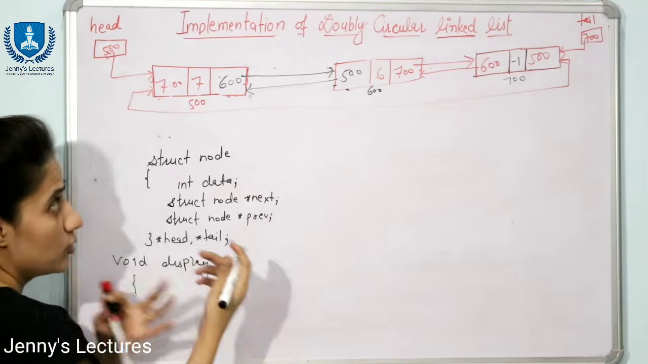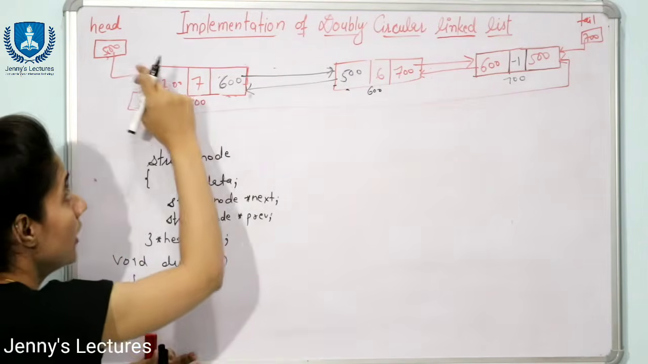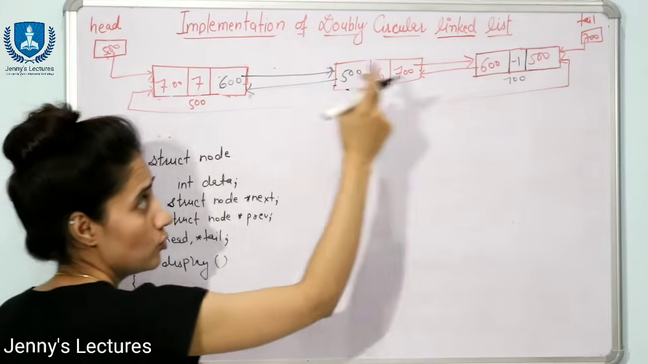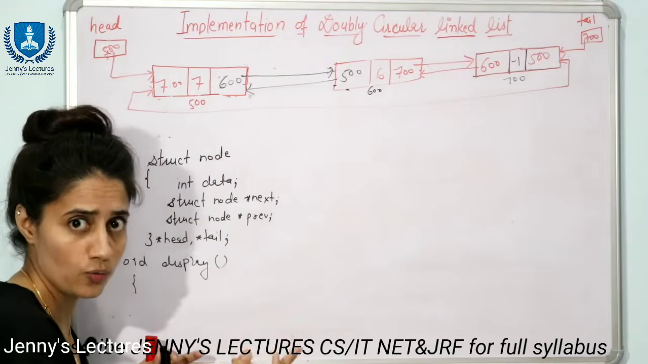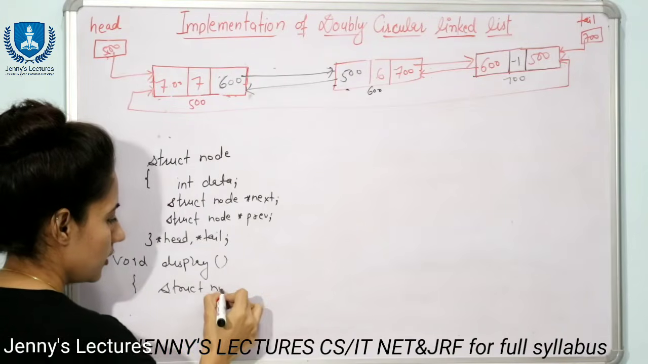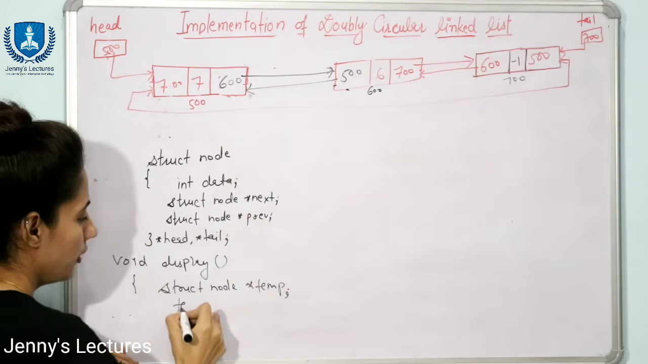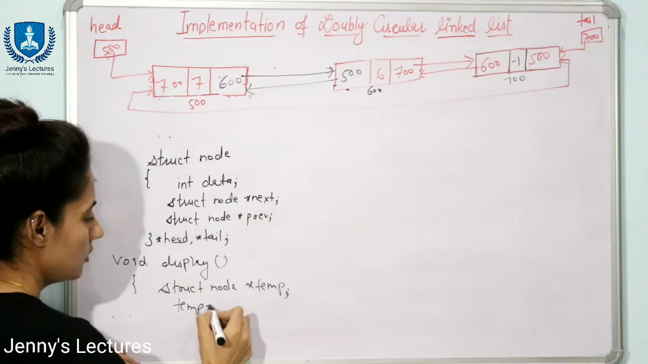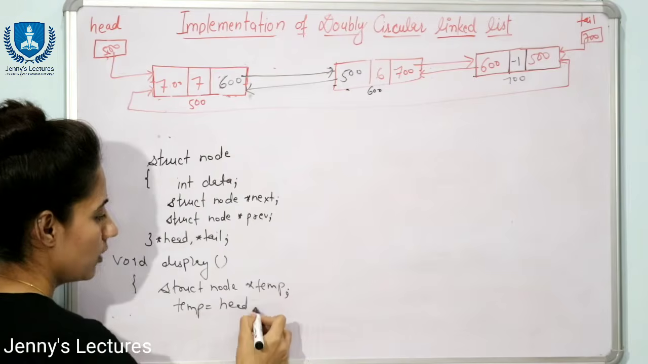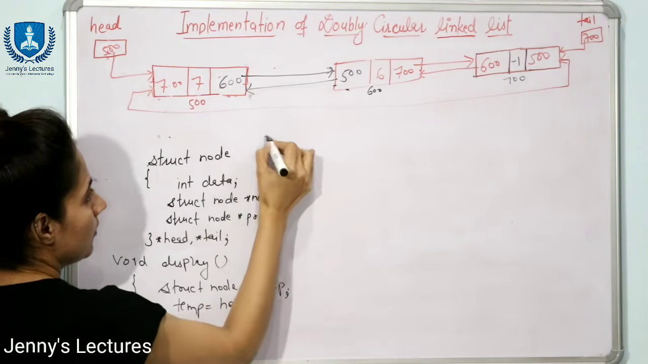So obviously for displaying or for traversing we need a pointer that we can move, because head will always point to the first node, tail will always point to the last node. We cannot move these pointers. So here we need a third pointer, you can say temp pointer, and initially this temp would point to the first node, means in temp we are going to store head, right? So this is what? A temp pointer.